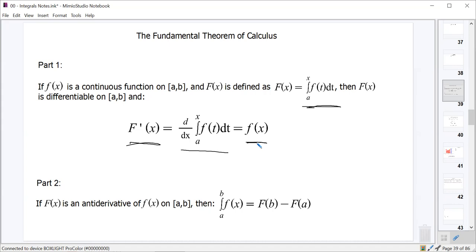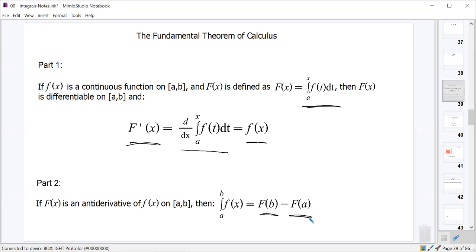Part two says that if capital F of x is an antiderivative, and antiderivative is just another way of talking about an integral, of little f of x on the closed interval a to b, then the integral from a to b of little f of x is equal to that other function, capital F, evaluated at b, minus capital F, evaluated at a. So these are the two parts of the Fundamental Theorem of Calculus. And we're gonna prove them both here in just a second.